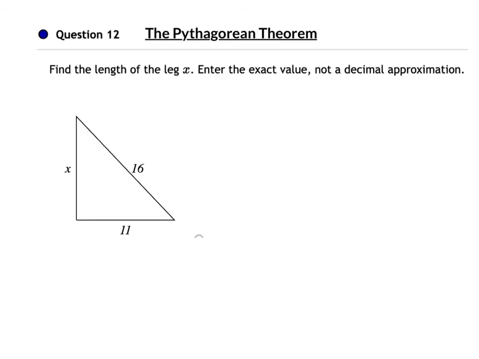In this problem, we're going to find the exact value in simplest radical form. No decimal. X squared, that's a squared, plus b squared equals c squared.